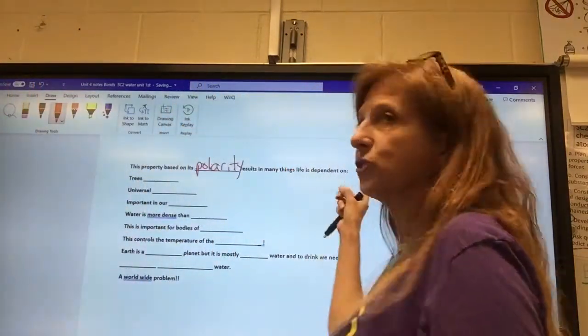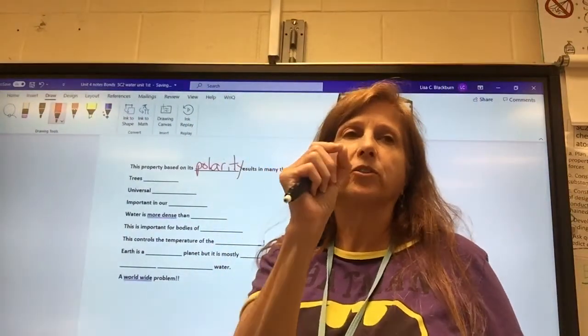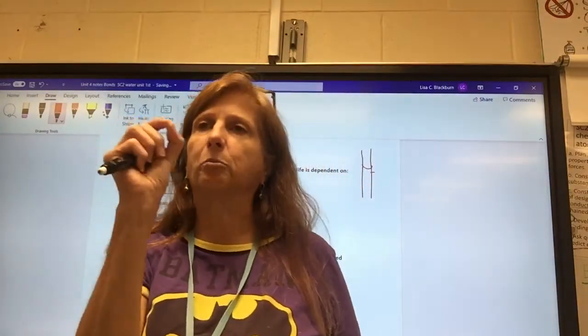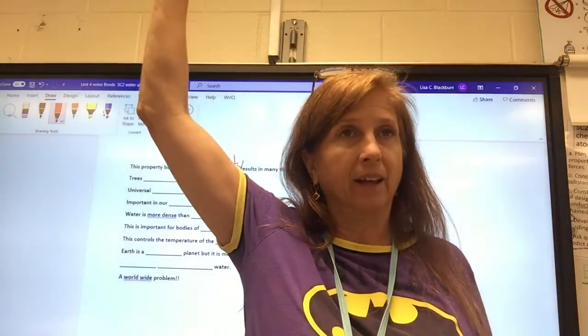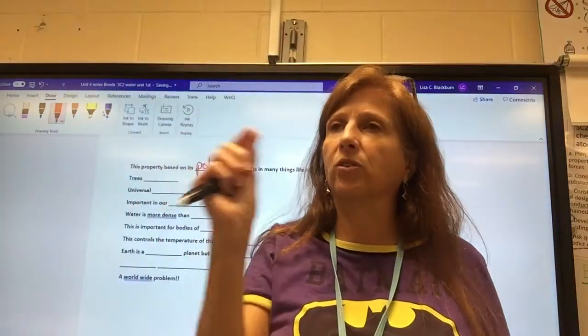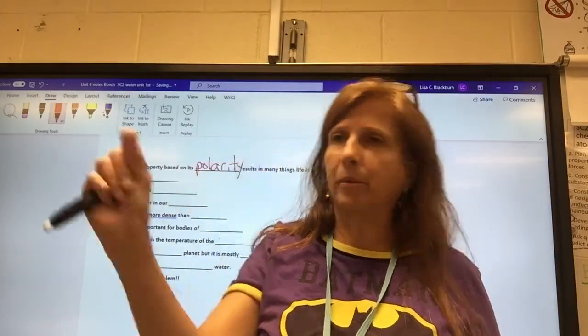Just with electrical force, it can crawl up that tube. And that's how plants drink. The vascular bundles, the tubes of the plants, are so small that the water can crawl itself up just using the force of electricity, of opposites attract.